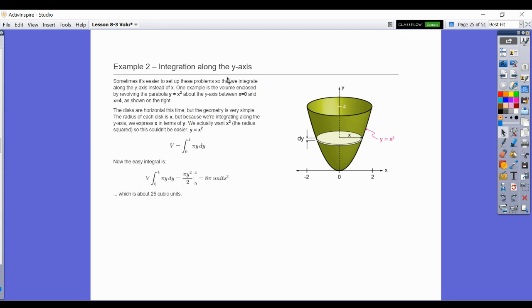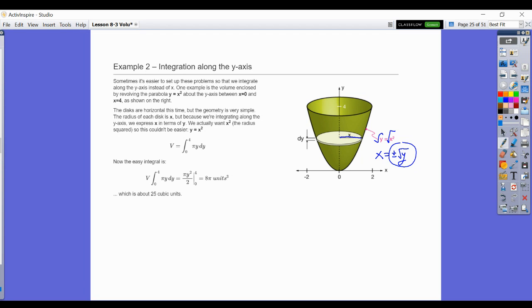Just a note, you can also do this along the y-axis. So this parabola, instead of spinning it up and down around the x-axis direction, I can spin it around the y direction. In order to do that, you just need to make sure that your equation is in terms of y, not x. So this is y equals x squared. In order to integrate it the other way, I would want x equals plus or minus the square root of y. So that's going to be the equation I use.